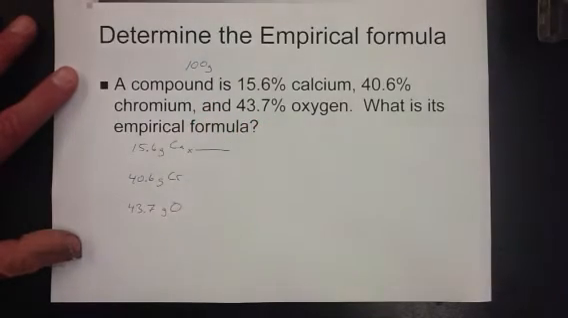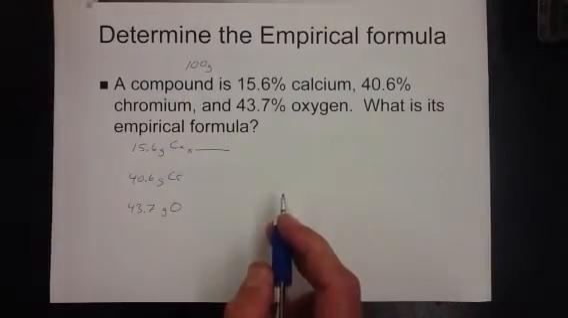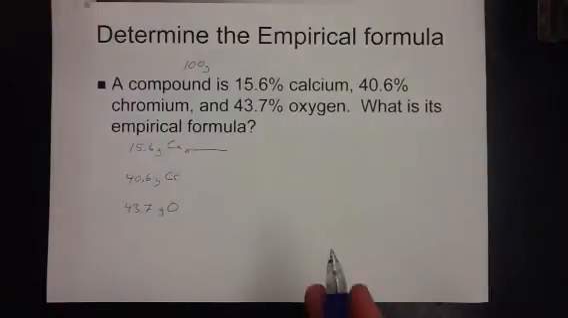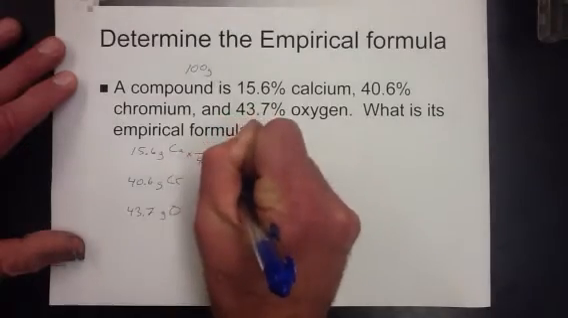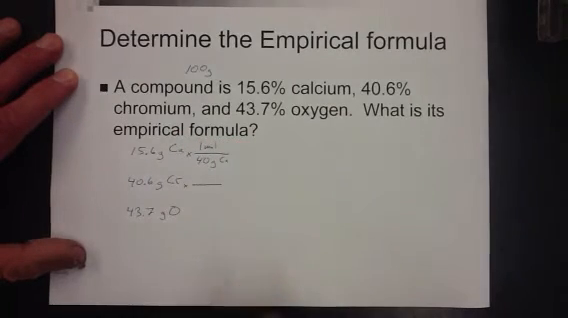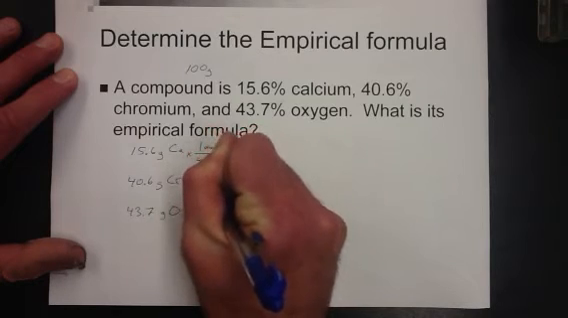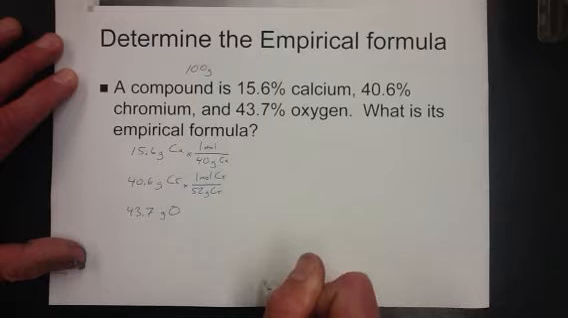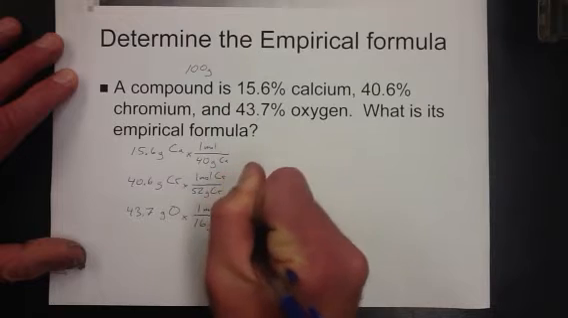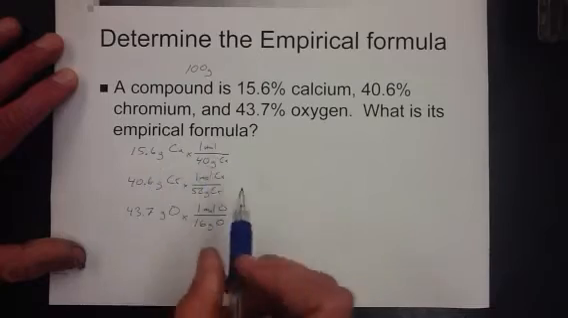The next step is to change grams to moles. So to do this, we're going to use the molar mass. So we look at our periodic table. We find calcium on the periodic table. It has a molar mass of 40 grams per mole. So 40 grams of calcium for every 1 mole. For chromium, we find its molar mass, and the molar mass of chromium is 52 grams of chromium for every 1 mole of chromium. And for oxygen, 16 grams of oxygen for every mole of oxygen. So these are molar masses from the periodic table, allowing us to change from grams to moles.